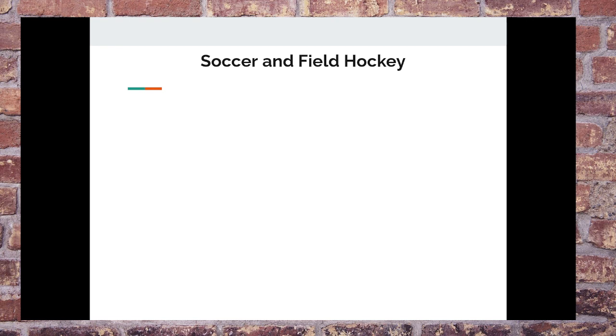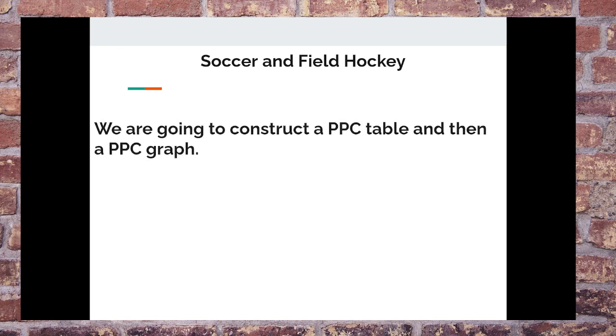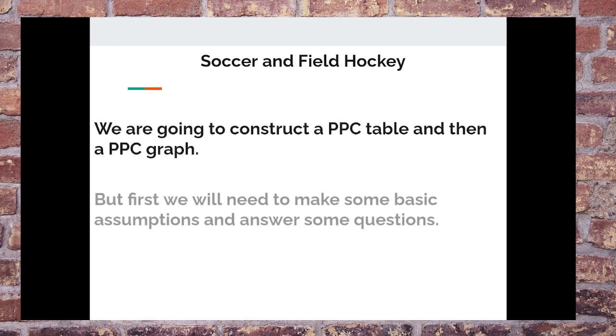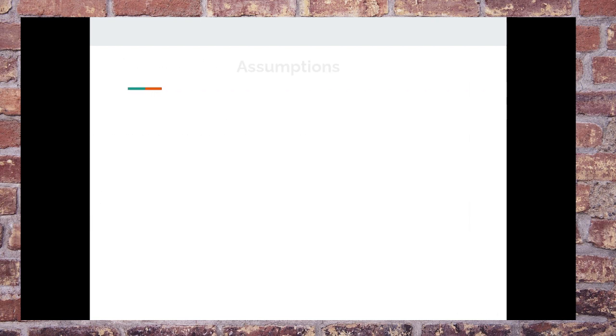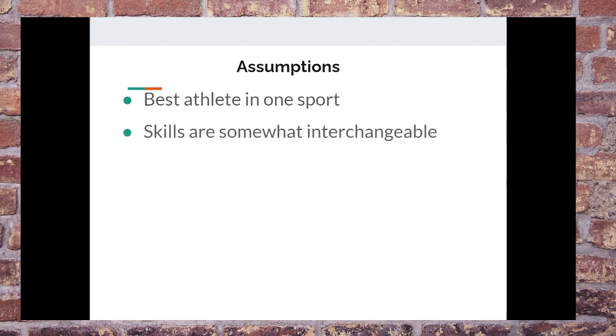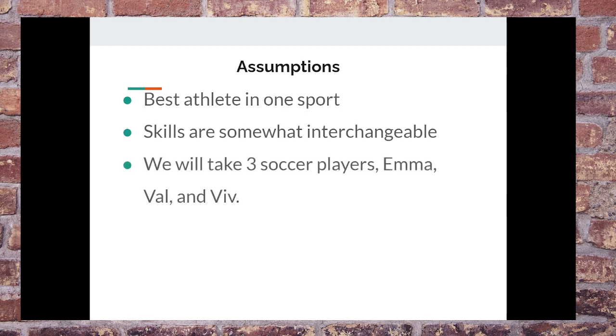So I like to do this example of soccer and field hockey players. Right? We're going to construct the PPC table, and then we'll do a graph from it. But first, we need to make some basic assumptions and answer some questions. So let's make the assumptions. We're going to assume the best athlete in one sport can play other sports pretty easily. I'm not saying you're going to move a soccer player who's a great soccer player and she's going to be the best field hockey player. I'm saying she's going to be a good field hockey player. All right, which means the skills are somewhat interchangeable, which isn't always the case, but for the best athlete it is. So we're going to take three soccer players. We're going to take Emma, Val, and Viv.